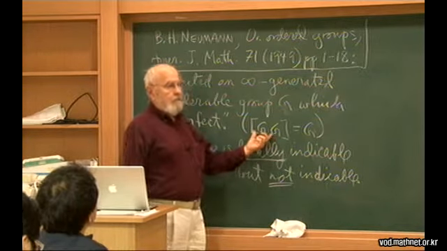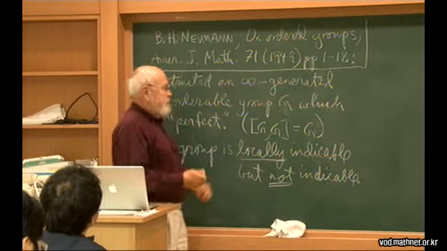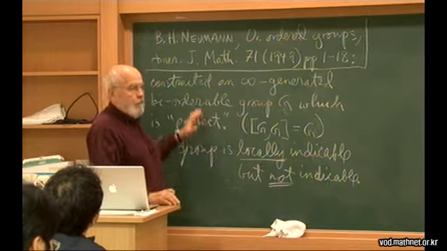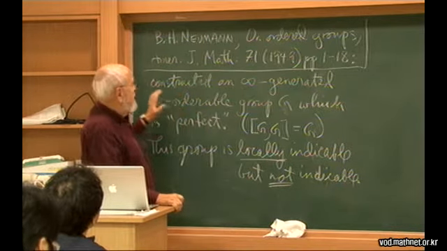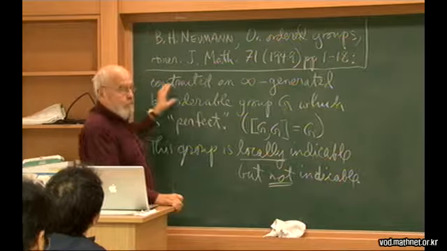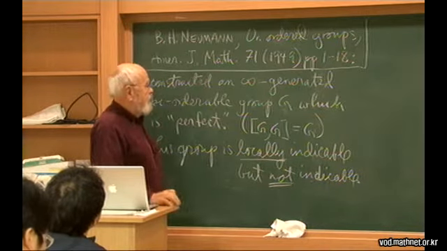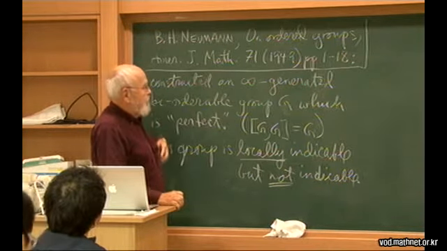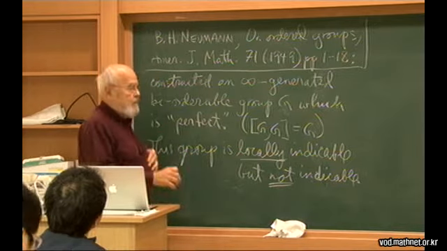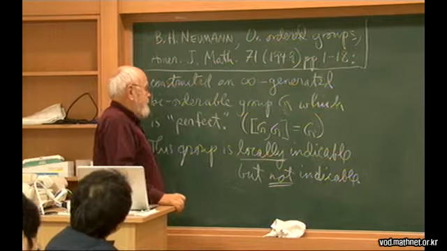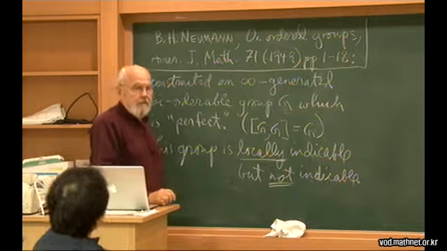Or in other words, it becomes trivial if you abelianize. This is not possible for finitely generated biordered groups. A finitely generated biordered group always has a quotient which is the integers.